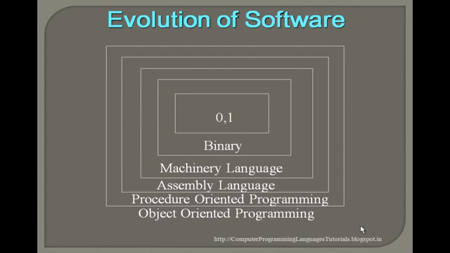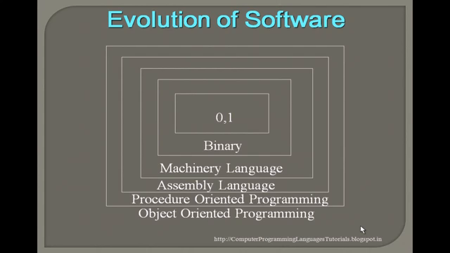The next part is the procedure oriented programming language. C is an application of procedure oriented programming language. But if you look at the uppermost layer, it is the object oriented programming language. It means in today's date, the latest layer is the object oriented programming language.